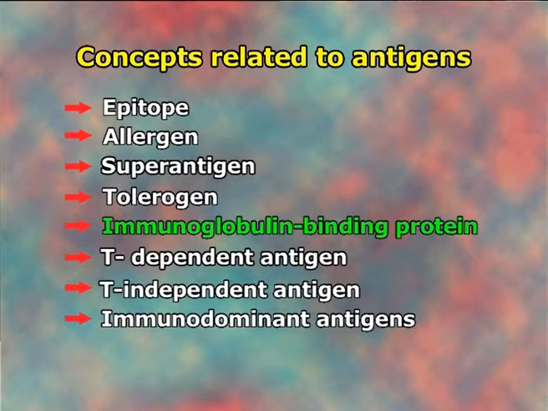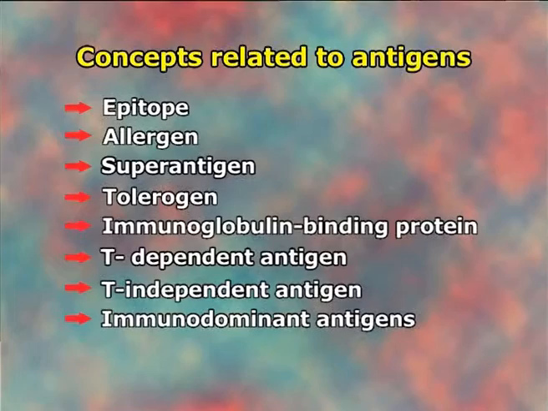Immunoglobulin binding protein. These proteins are capable of binding to antibodies at positions outside of the antigen binding site. That is, whereas antigens are the target of antibodies, immunoglobulin binding proteins attack the antibodies. Protein A, protein G and protein L are examples of proteins that strongly bind to various antibody isotypes.